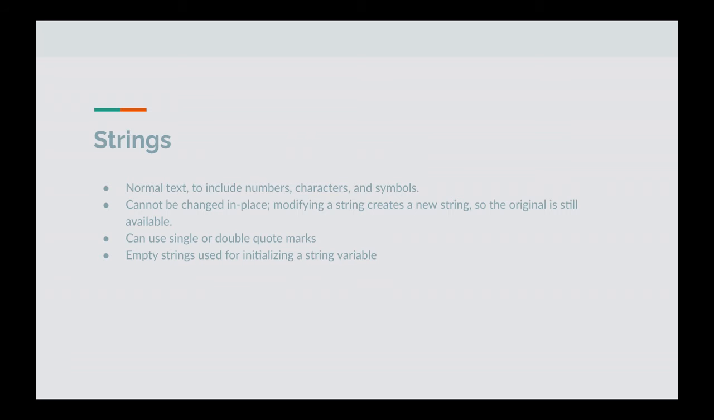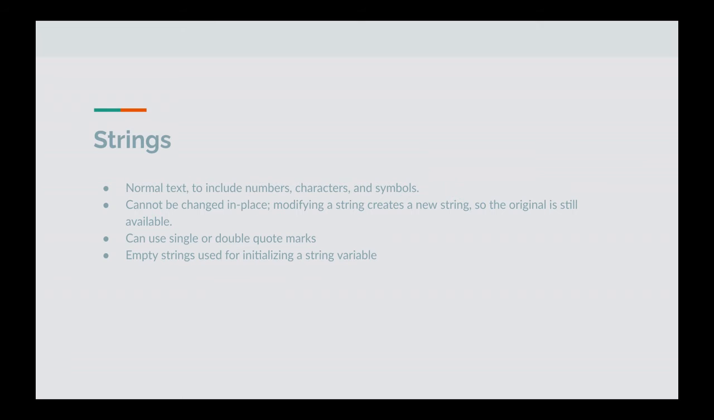So in Python, a text string is just normal text, and that includes numbers, characters, and symbols. While a number may have a mathematical value, once you convert it to a string, it becomes text. You can no longer do your mathematical calculations with it.